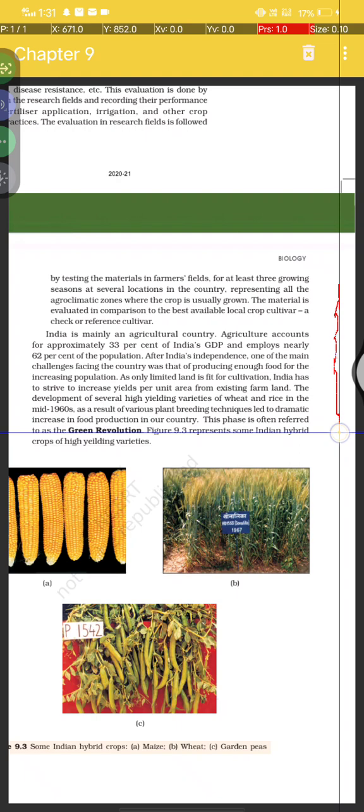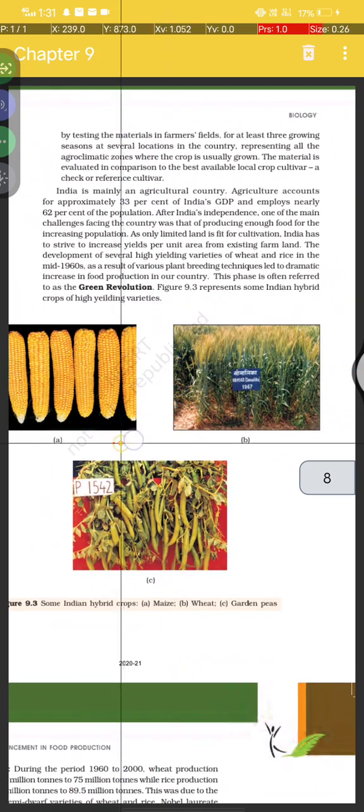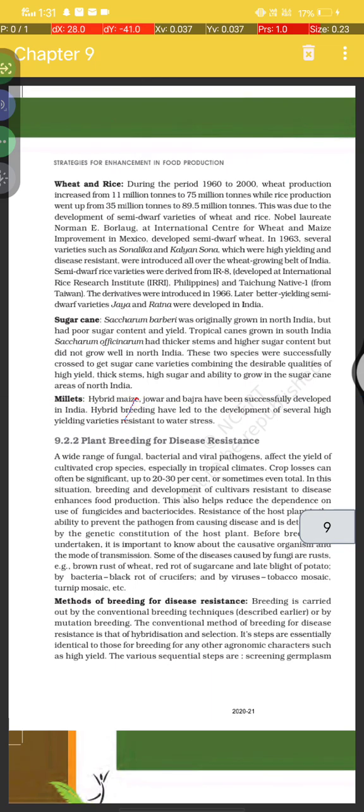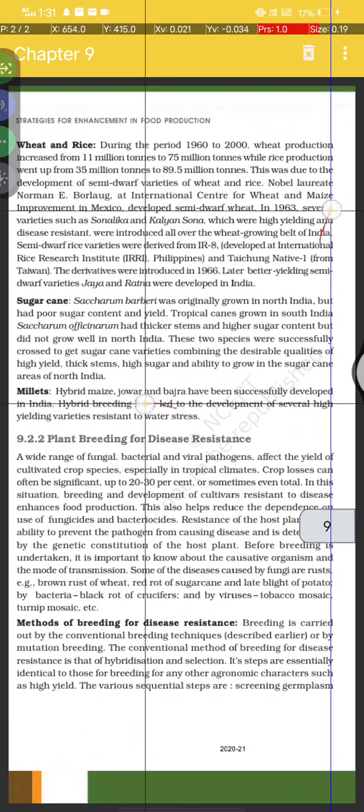Figure 9.3 represents some hybrid crop yield varieties. This is the figure. You can see this and understand very crystal clear.